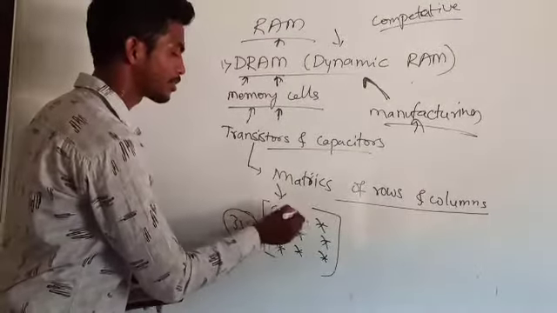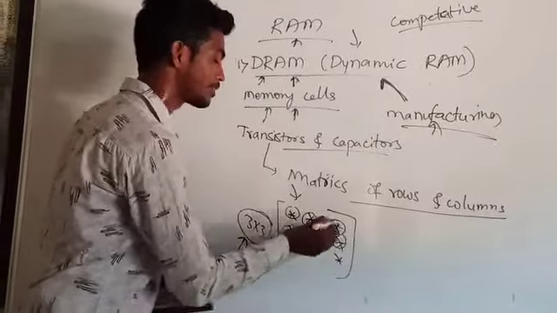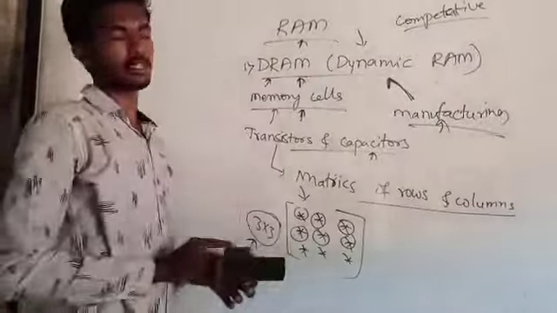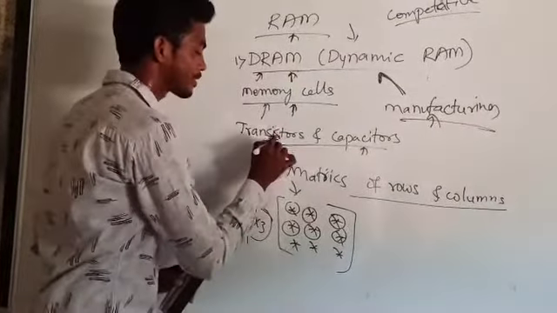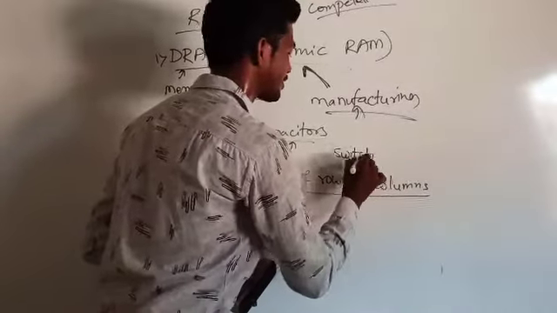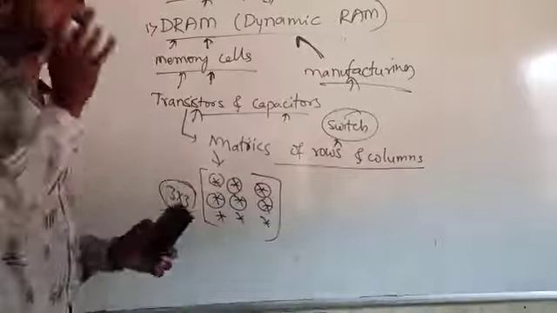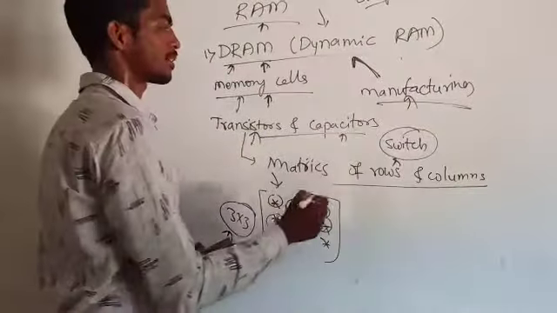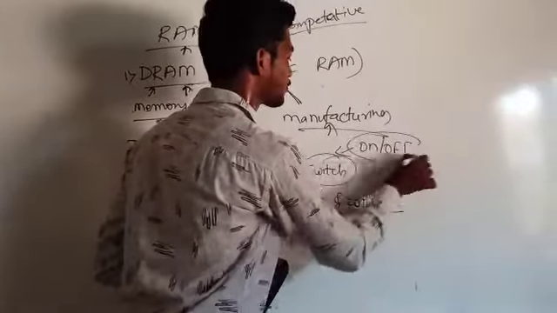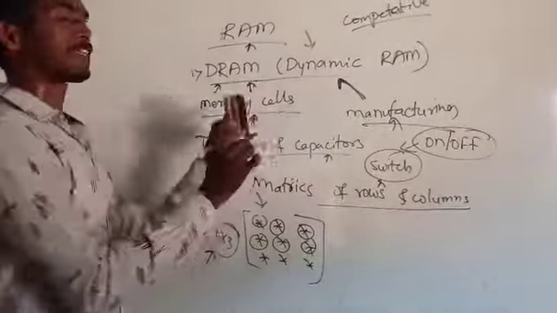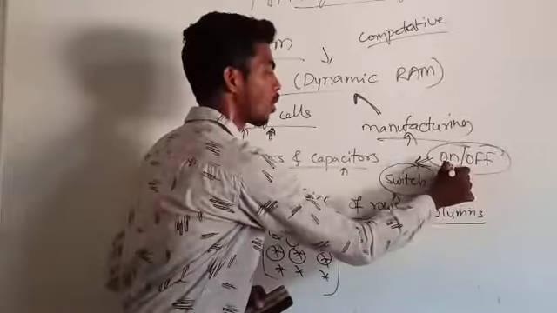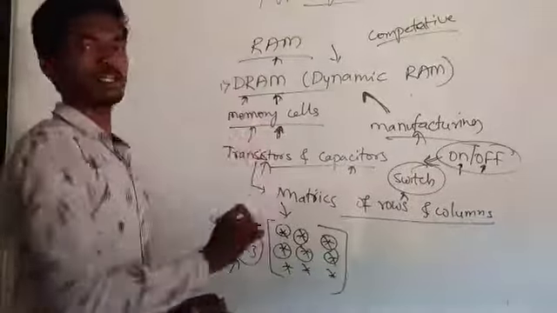These stars represent the transistors, and each transistor is paired with one capacitor in a memory cell of a DRAM. These transistors work as a switch, which means they are used to turn a particular memory cell in a DRAM on or off, switching it on and switching it off.